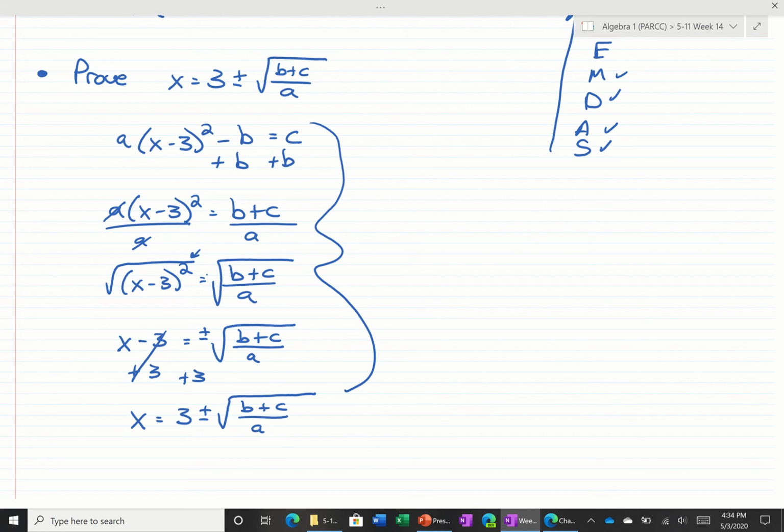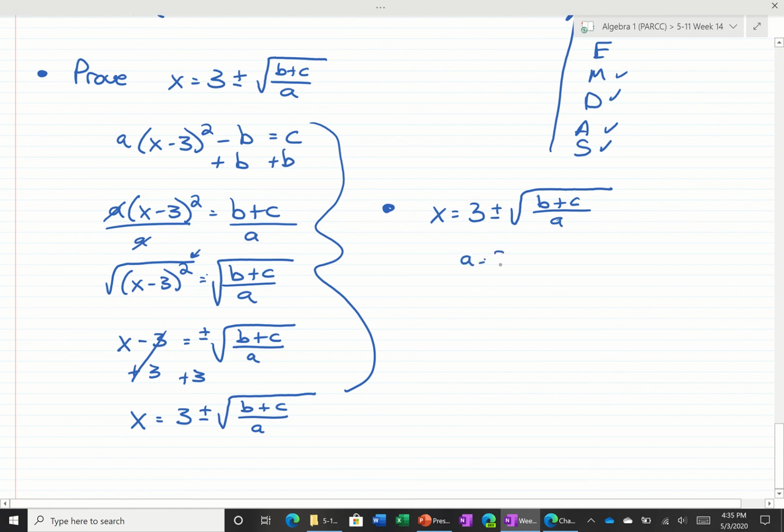Another thing they're saying is if a is equal to 2 and b is 5, determine what conditions on c will restrict the solutions for x to real numbers. Okay, so we know that x is equal to 3 plus or minus, this is that second bullet, the square root of (b plus c) divided by a. And what it's telling us is a is equal to 2 and b is equal to 5. So I'm going to put those in.